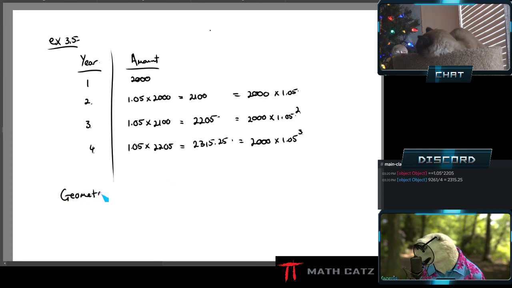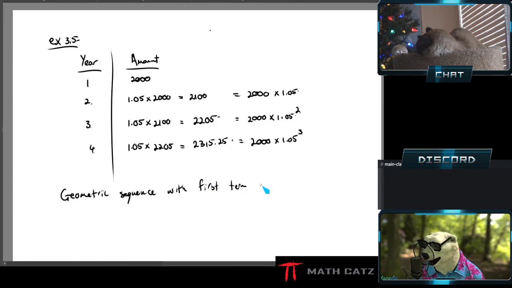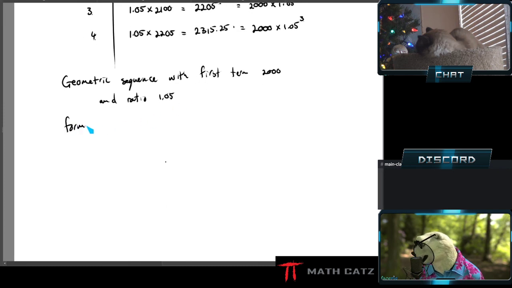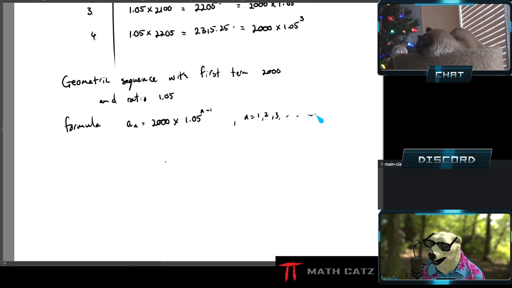The sequence of amounts is a geometric sequence with first term 2000 and ratio 1.05. That's what I multiply every time. So now my formula, I know the formula, is a_n equals first term times ratio to the n minus 1. And I can find any year that I want. What if they want year 10? So year 10, I simply calculate the 10th term.